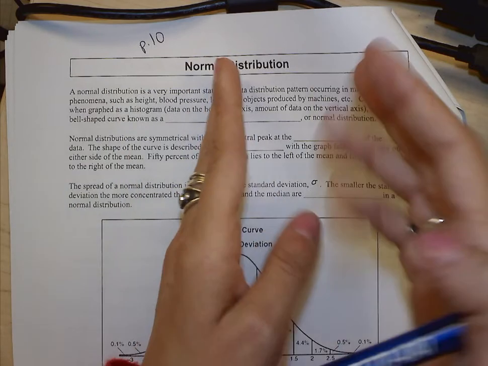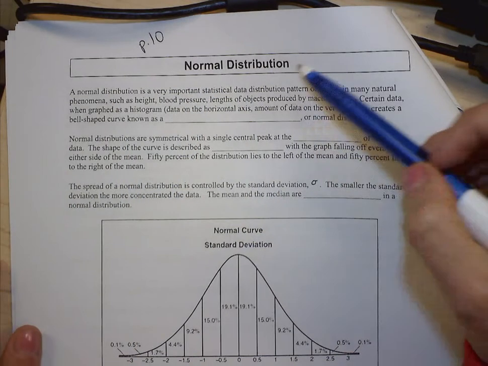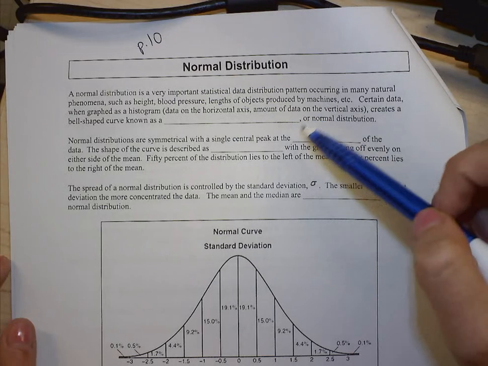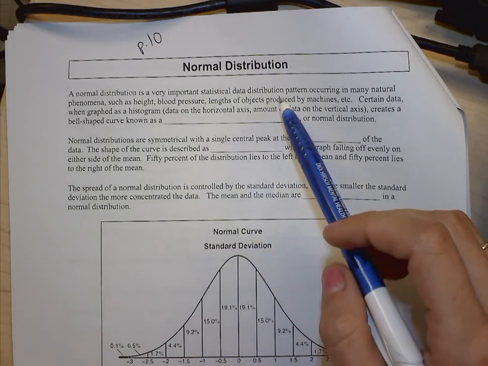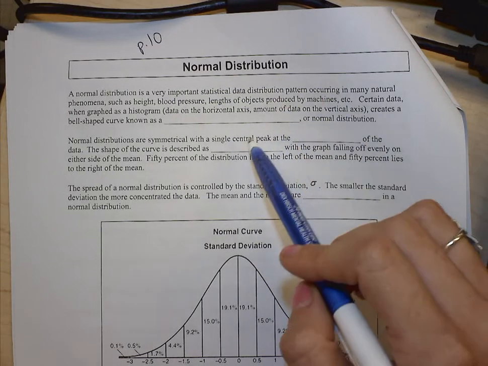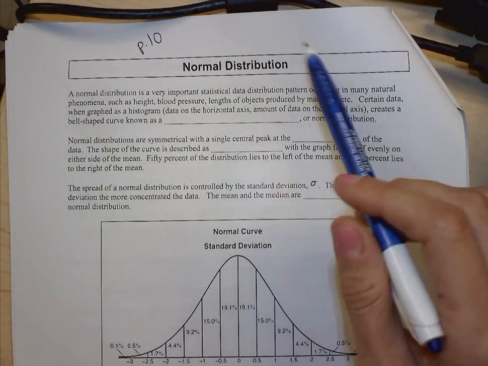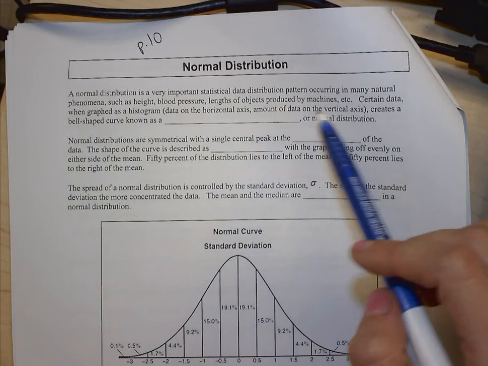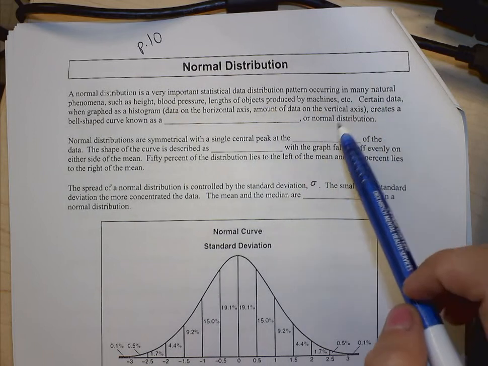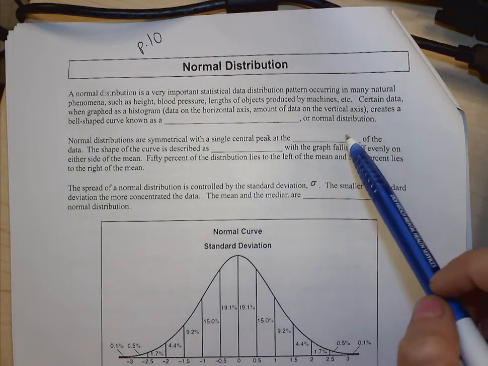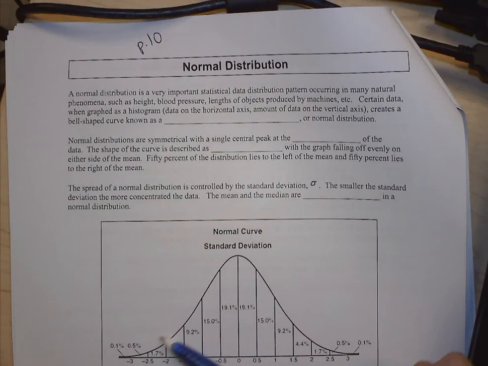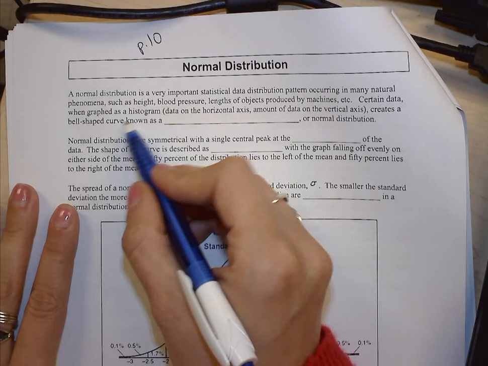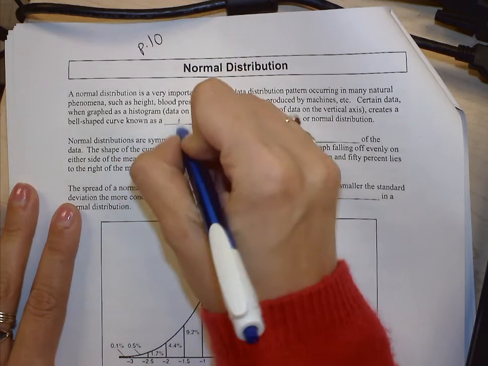So let's talk about this. Now, a normal distribution is a statistical data distribution pattern, just like the example that I just talked about, and it's seen with height, blood pressure, lengths of objects produced by machines, a lot in industry. And so the normal distribution curve looks like this below, and we're going to be using this curve a lot. So the bell-shaped curve is known as a normal curve.